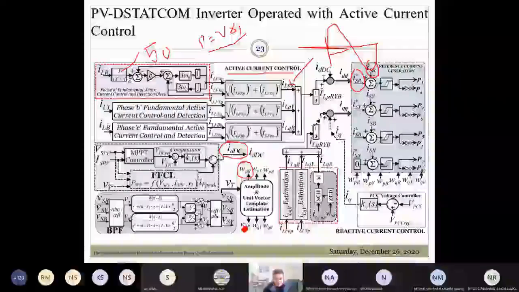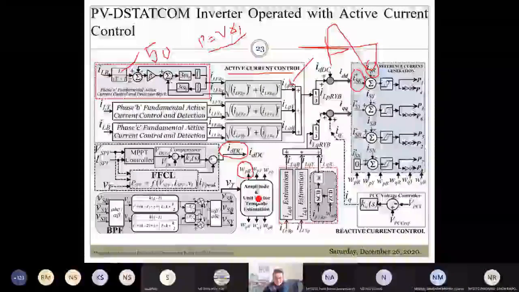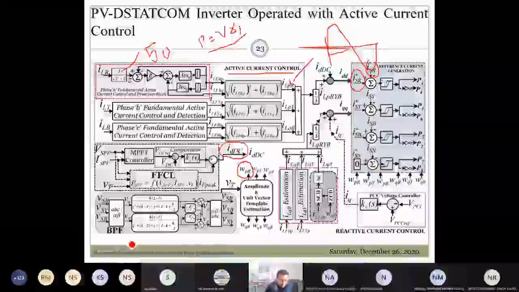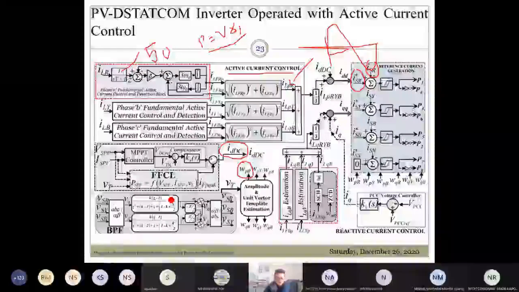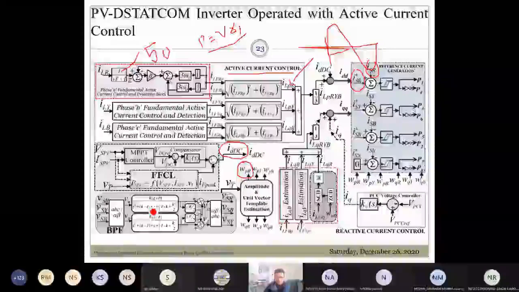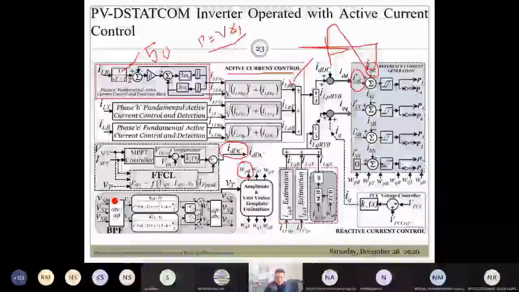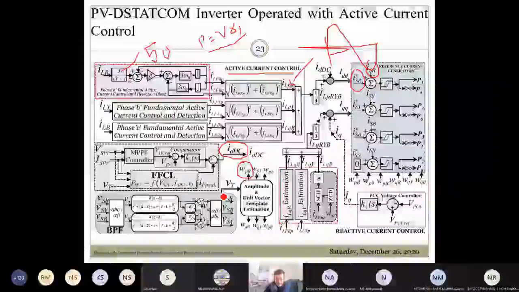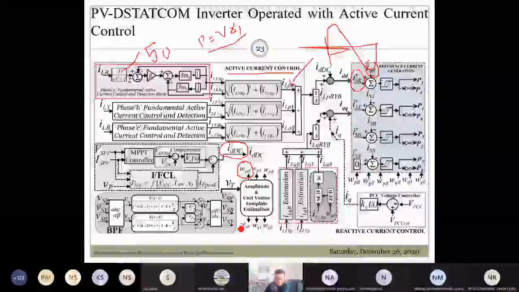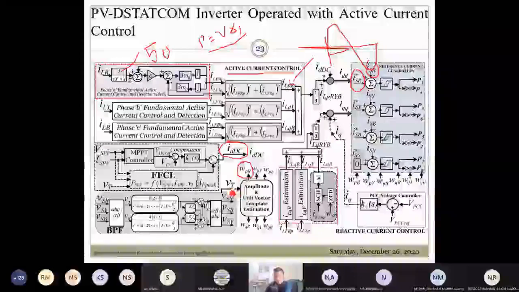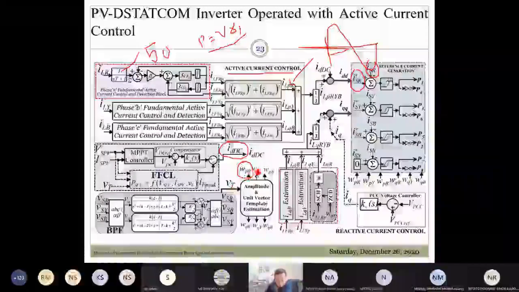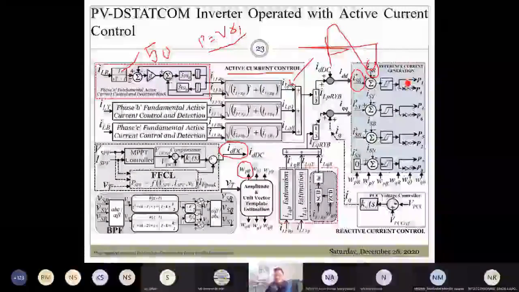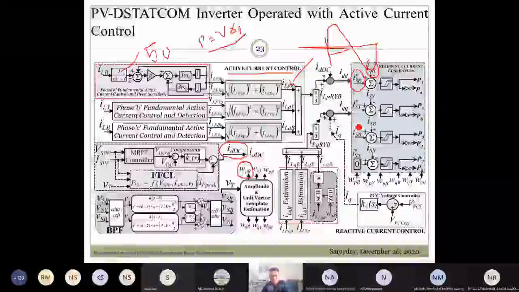So here, even to generate this unit vector template, I have used the band pass filter with the lowest cutoff frequency. You can see here this is the discrete version of the band pass filter. What it will do is detect or extract the fundamental positive sequence components of the utility grid voltages. These components are subsequently utilized to calculate the unit vector templates to generate the reference grid currents.